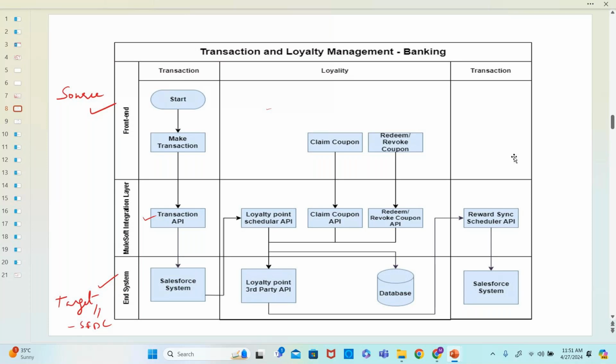What connectors are we going to use? What are the components? What are the policies? All those I'll discuss in detail. Okay, thank you. If no questions, then I'll proceed to the next section.